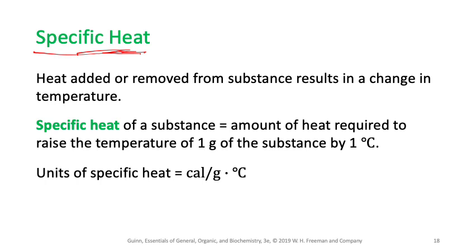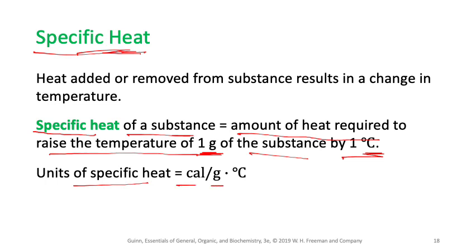So let's see how we can define the specific heat. Specific heat of any substance is the amount of heat required to raise the temperature of 1 gram of a substance by 1 degree Celsius, right? And the unit of specific heat is calories per gram per degree Celsius. And we're gonna talk about what equation, what formula we use to get the specific heat in the next slide, right? So let's go to the next slide, and then we're gonna talk more about the specific heat over there.